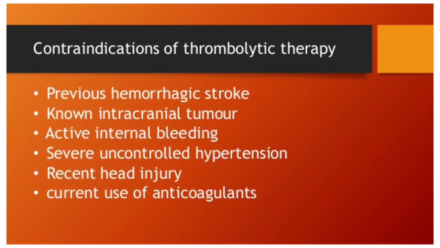Now, contraindications of thrombolytic therapy. What are the contraindications? Previous hemorrhagic stroke, known intracranial tumor, active internal bleeding, severe uncontrolled hypertension, recent head injury, current use of anticoagulants. Means these are the contraindications in which we should not give thrombolytic therapy. Because thrombolytics will increase the bleeding, and this patient cannot bear the blood loss because of thrombolytic therapy.